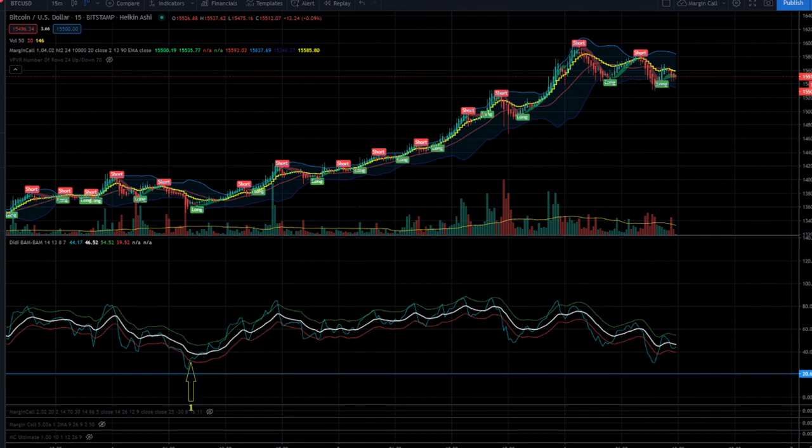The first thing is how to read the DIDI BAM for a long. I have placed an arrow number one, this one over here, to signal the indicator for a long. This is the blue signal line. You can see the blue signal line is crossing the red line to the upside. This is an early indication of a long.